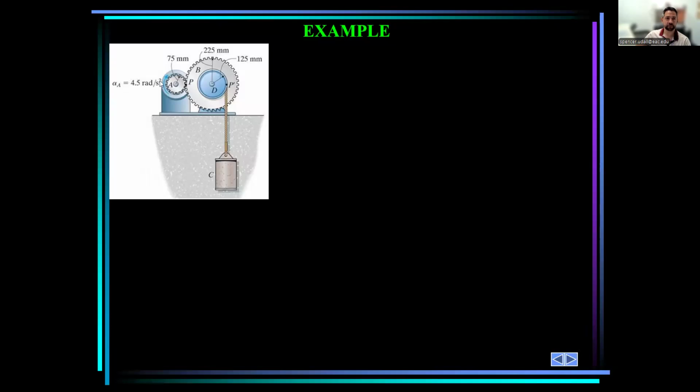All right, for this example, we've got a gear that's attached to a smaller gear that's being rotated, looks like by a motor that's going 4.5 radians per second squared. It's going clockwise, which would make this rotate counterclockwise. And then it's got this drum that's attached to that gear. So it's also going to rotate the same as this gear B. And then it's going to be pulling in this cord, which will lift up block C.